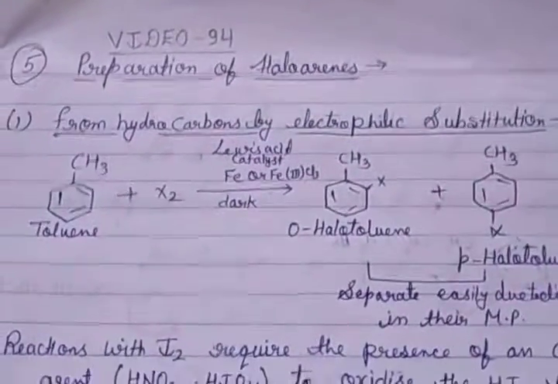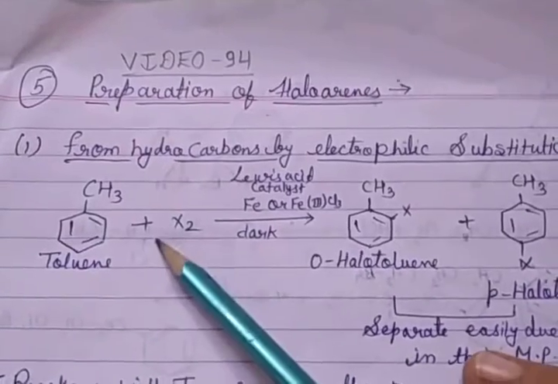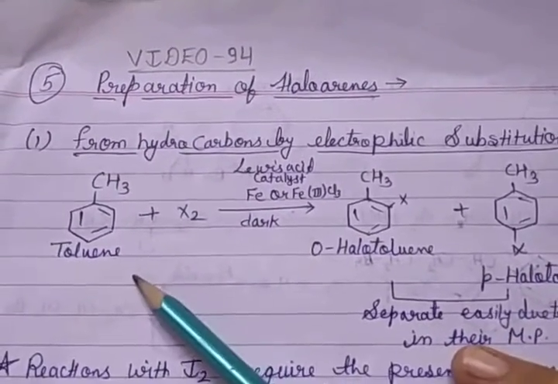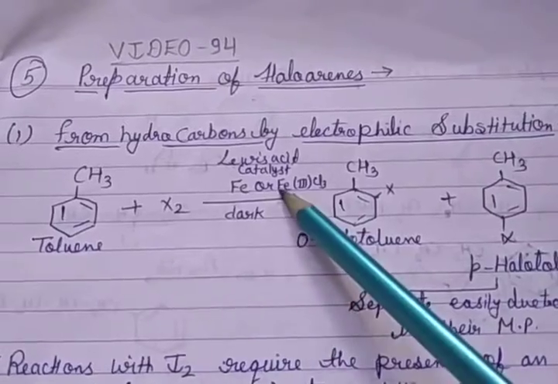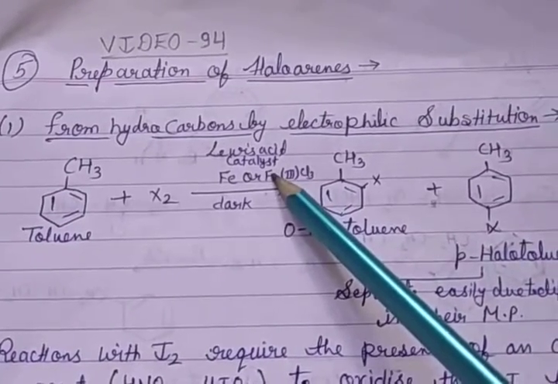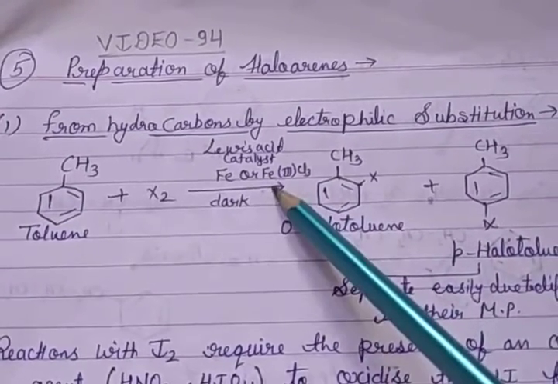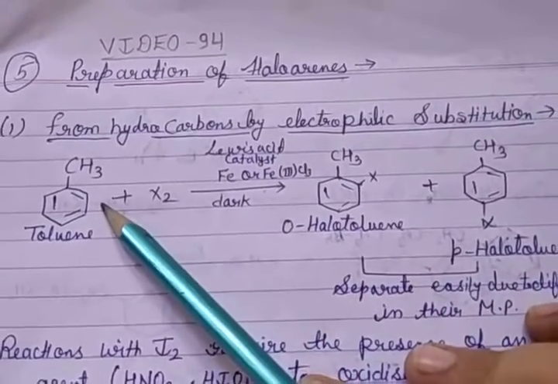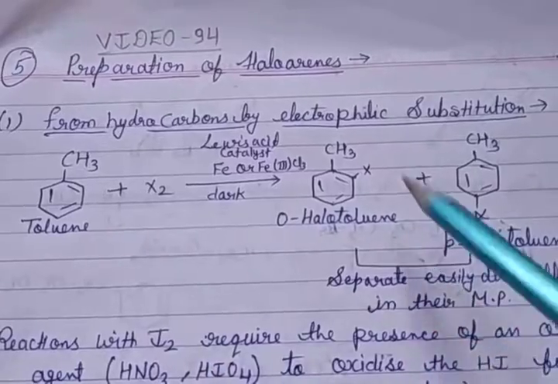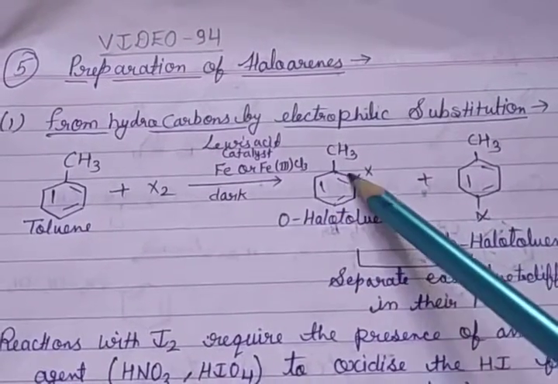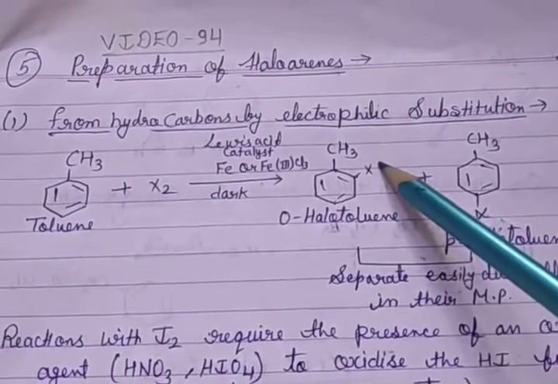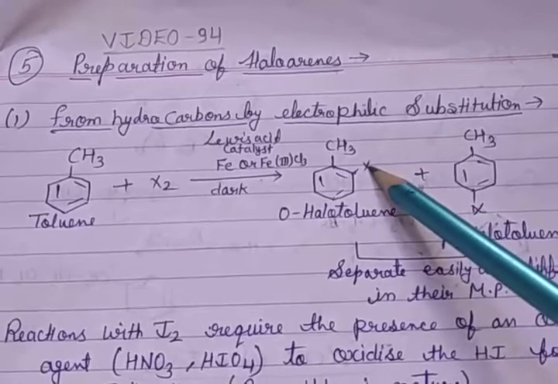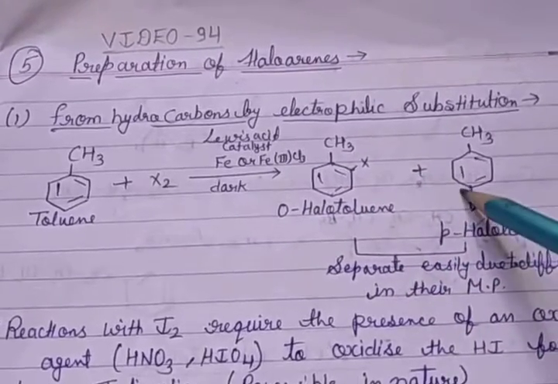So here you see toluene, CH3 attached with benzene, reacts with halogen in the presence of a Lewis acid catalyst, otherwise iron or iron(III) chloride, and in the dark. The halogen attaches at the ortho position or the para position. Here CH3 is attached to the benzene ring, and with the halogen at the ortho position, its name is ortho-halotoluene, and with the halogen at the para position, para-halotoluene.